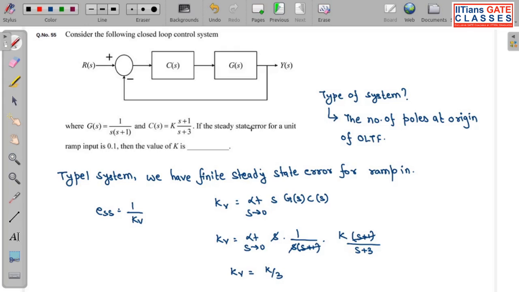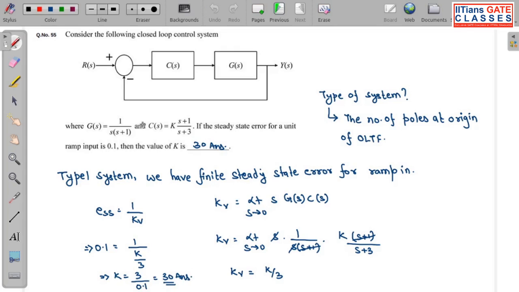And they have given that the steady state error for the unit ramp is 0.1. So they have given the value of ESS as 0.1. Now you just need to substitute the value of kV. So it will be k by 3, so you can write 1 by (k by 3) equal to 0.1, which gives k equal to 30. So the value of k is 30. So 30 is your answer.